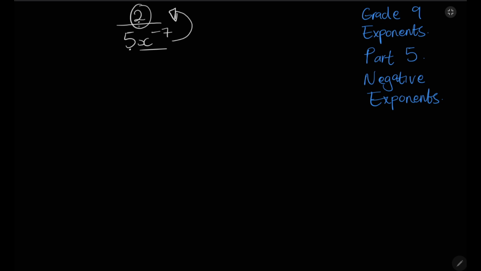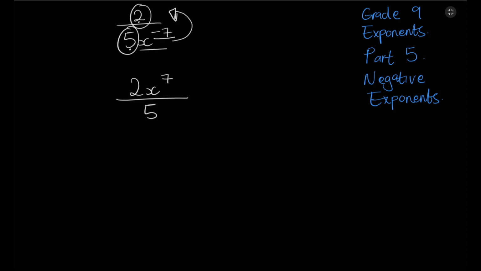So in the numerator, we still have 2. We write down that 2. We move this x to the numerator. It changes from negative 7 to positive 7. Over, in the denominator, we still have 5. So your answer is 2x to the power 7 over 5.